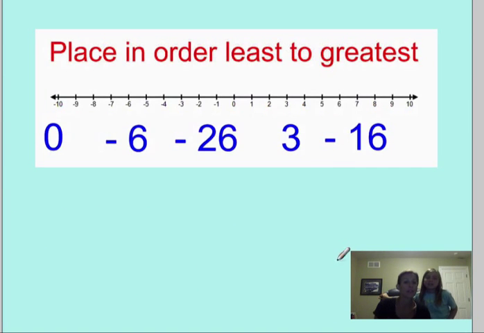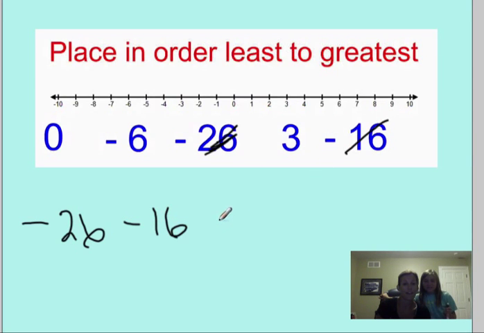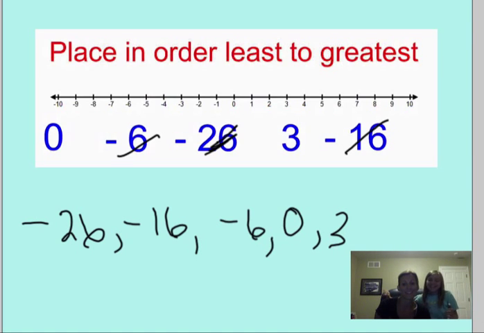All right, we need to put 0, -6, -26, 3, and -16 in order from least to greatest. So what is the farthest away from 0? That would be -26. Yep. Cross that out. Do you know what's next? -16. And then -6. Then what's next? 3. What? You forgot about 0. 0. And then +3. Good. All right.